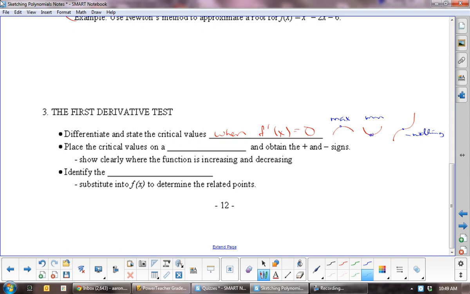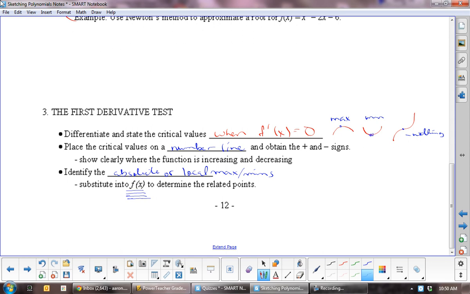Okay, place the critical values on a number line and obtain the positive and negative signs. Show clearly where the function is increasing and decreasing, and state the absolute or local max or min. And substitute back into f of x to determine the related points.